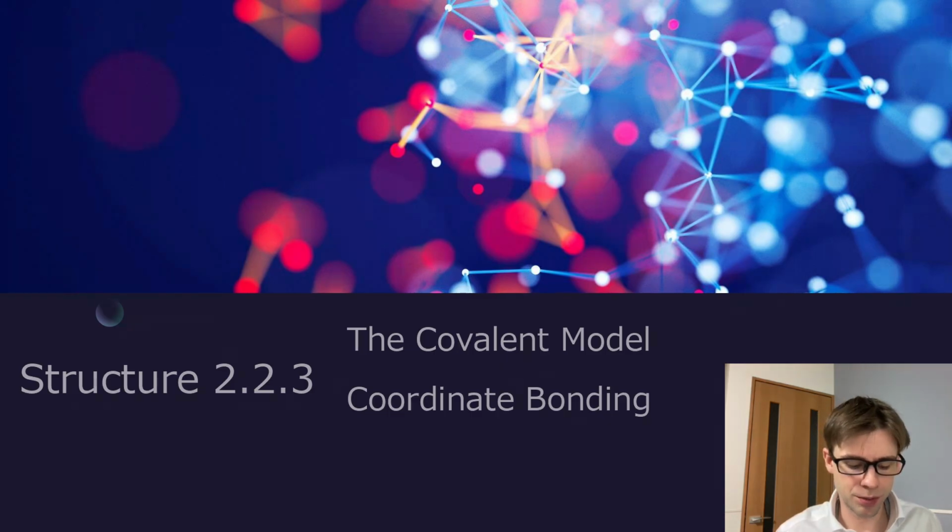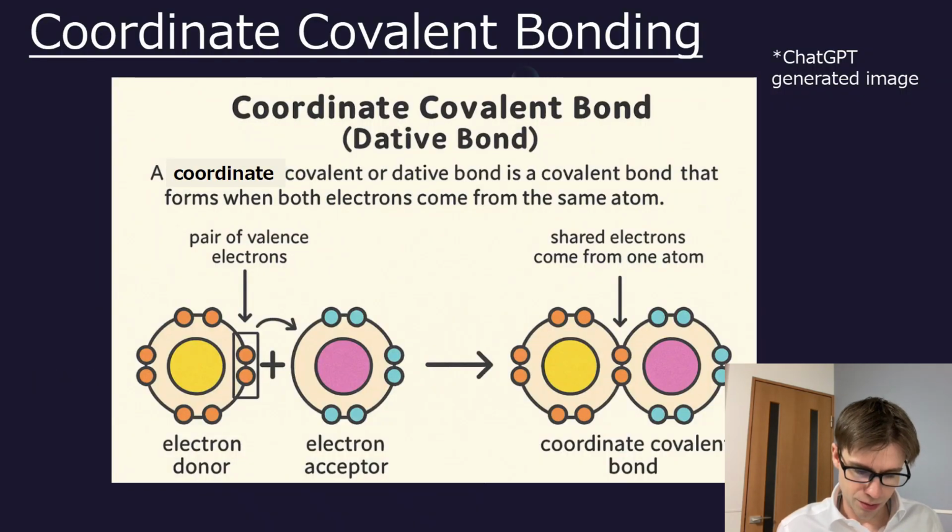We'll move on to 2.2.3, coordinate bonding. This is just a special definition and type of covalent bond. So, coordinate covalent bond, sometimes called a dative bond, although I think that's an older name that we don't use so much anymore, so stick with coordinate bond. A coordinate covalent or dative bond is a covalent bond that forms when both electrons come from the same atom.